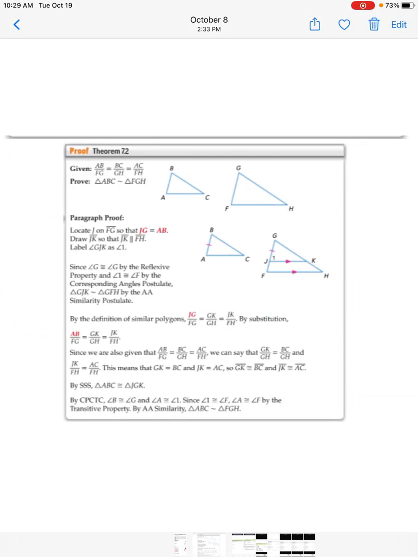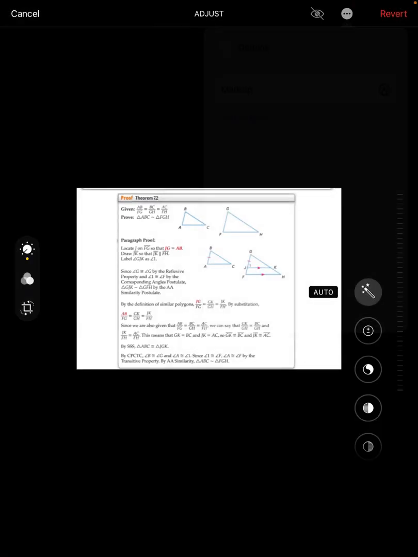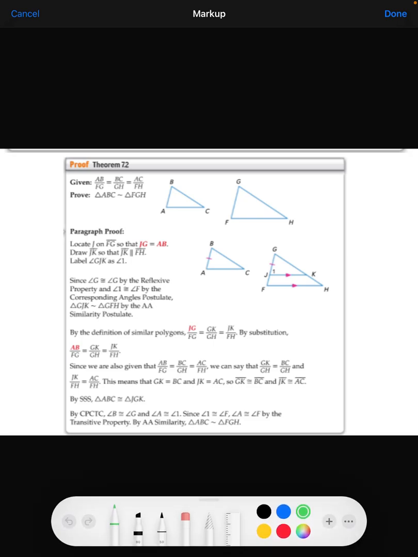Let's take a look at the proof for this. So if we're given AB over FG equals, let me mark this up as well. So if we have AB, so this segment, over FG equals BC over GH, equals AC over FH. So we want to prove that given this information, the triangles are similar.